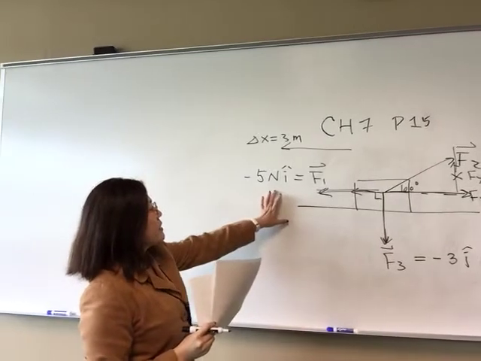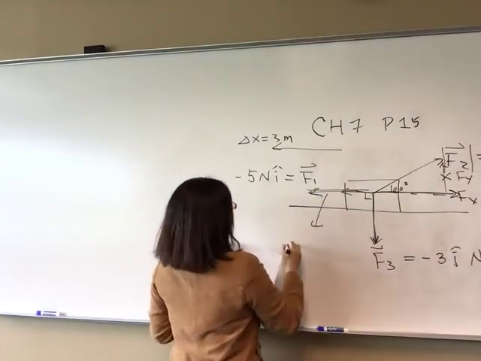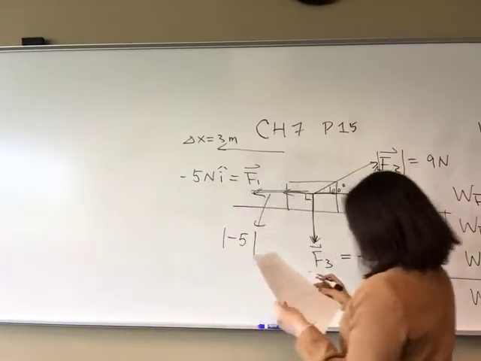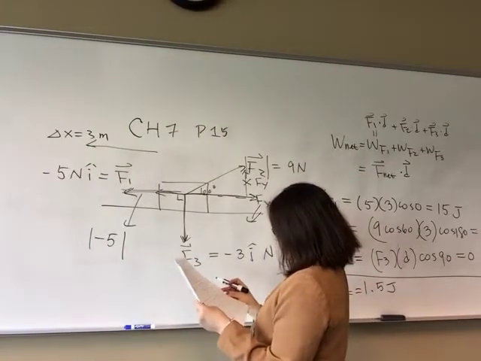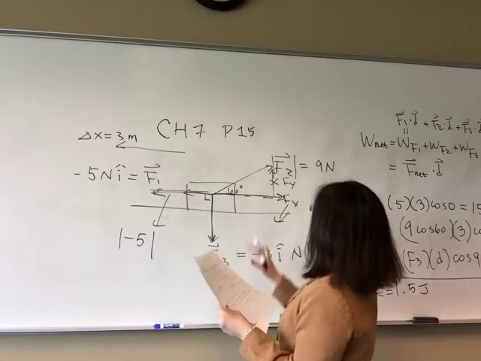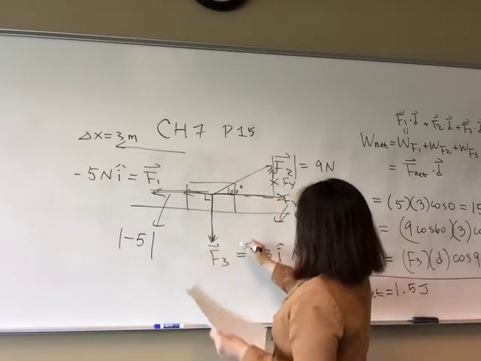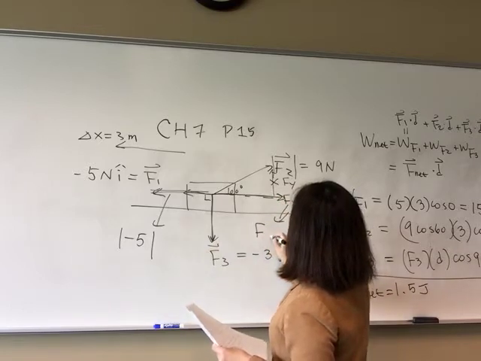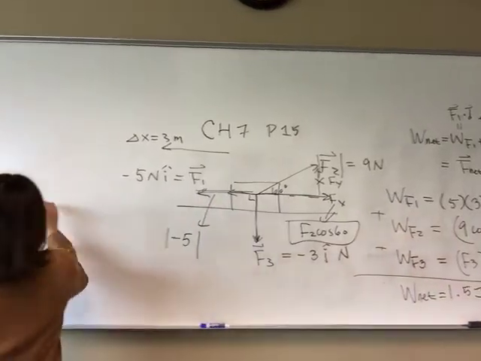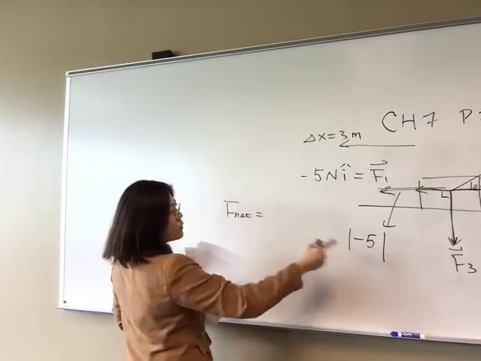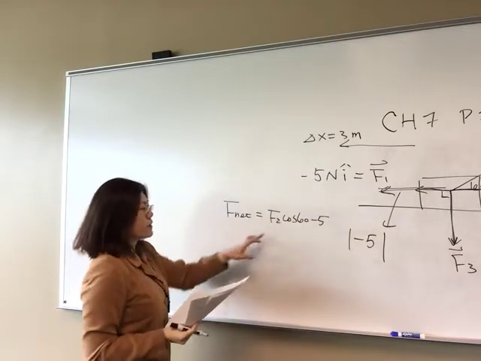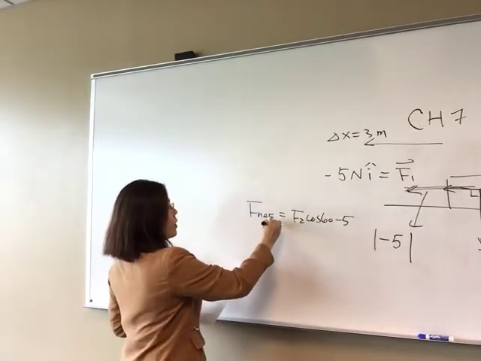So this force has magnitude of 5. And this force, horizontally, let me see. This force has 2 times cosine 60. Okay, so the net force will just be F2 cosine 60 minus 5, right? So this is rightward and this is leftward. So that's your net force in the horizontal direction.